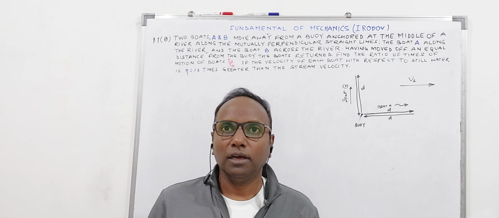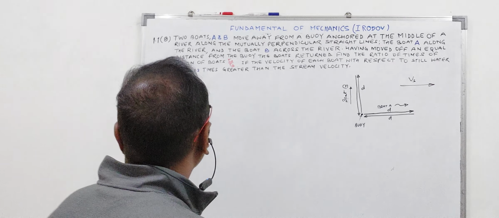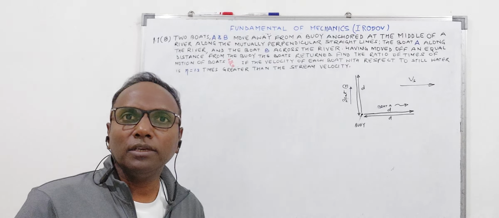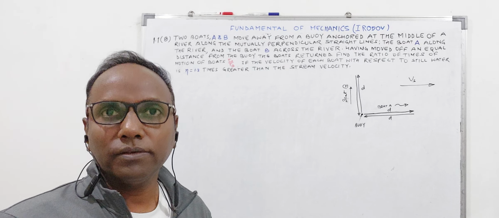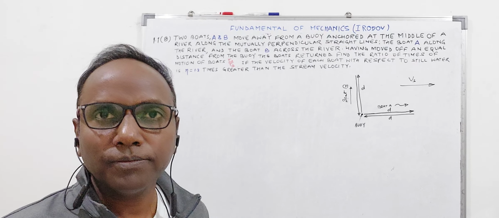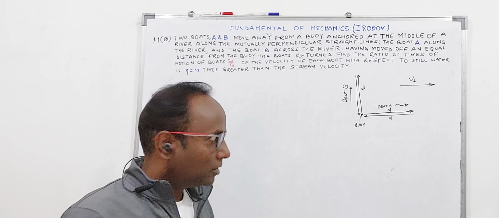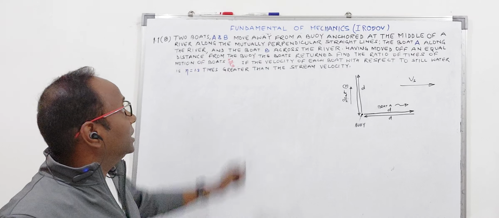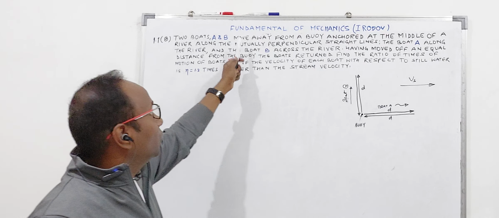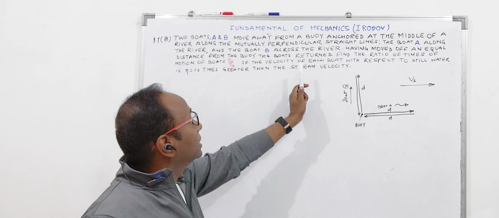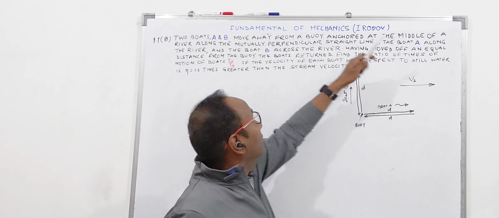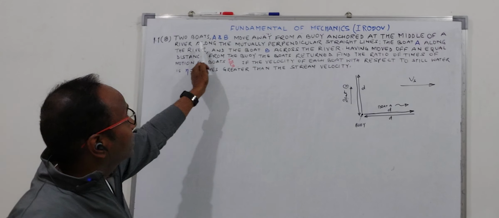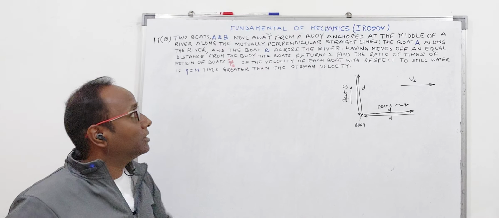Friends, I have taken question number 8, section 1.1 from Irodov. Let us discuss this problem. The problem is: two boats A and B move away from a buoy anchored at the middle of a river along mutually perpendicular straight lines.